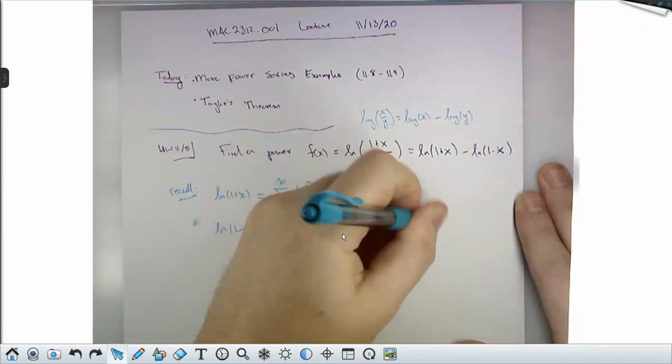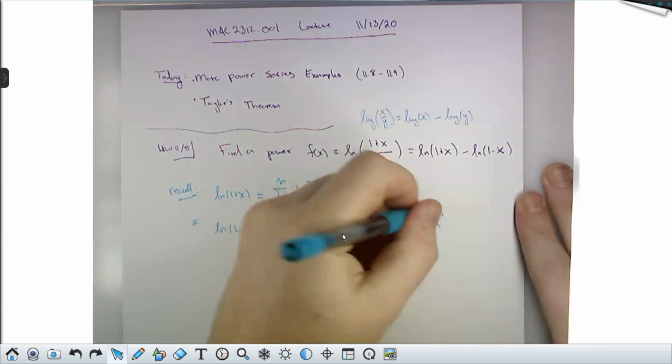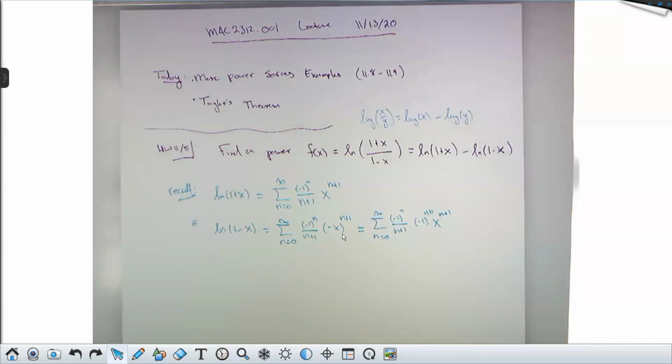that's the same as negative 1 to the n times x to the n plus 1, which is negative 1 to the n times negative 1 to the n plus 1 times x to the n plus 1. All right, this negative on the inside is the same as multiplying by negative 1. So this is negative 1 to the n plus 1 times x to the n plus 1. Everything else staying the same.